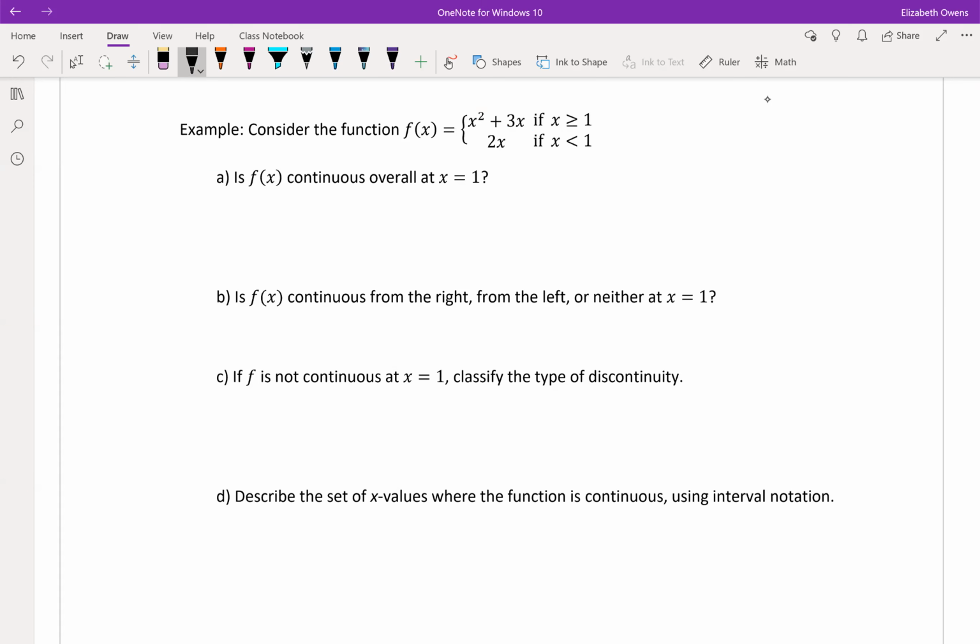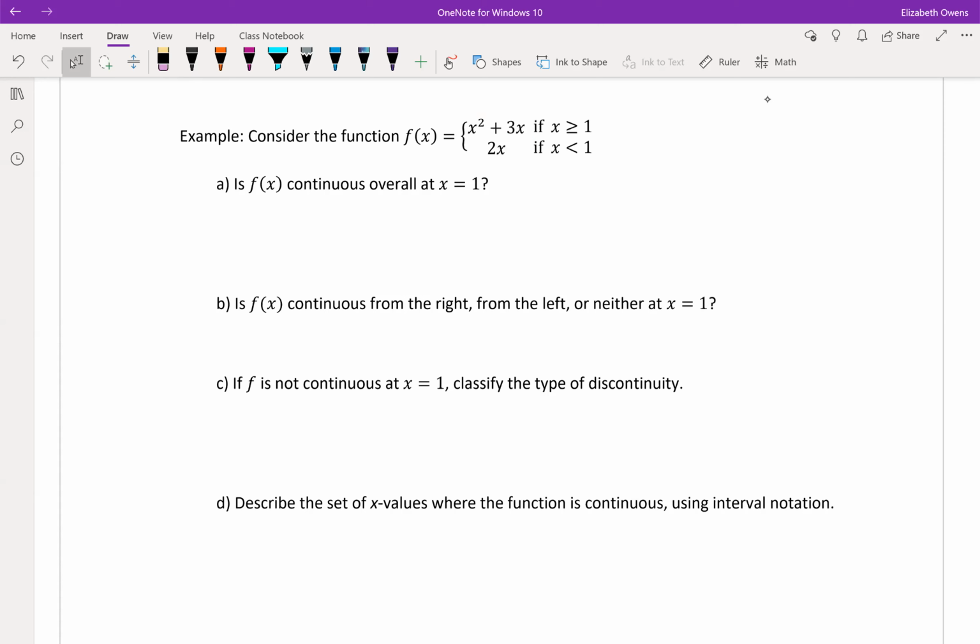We'll find out. Okay, so let's calculate some things here. For starters, let's get the function value at that point that we are interested in, f of 1. When x actually equals 1, we want to use this piece of the function, so we need to use that upper portion and calculate the value. 1 squared plus 3 times 1. So that equals 4. F of 1 is 4.